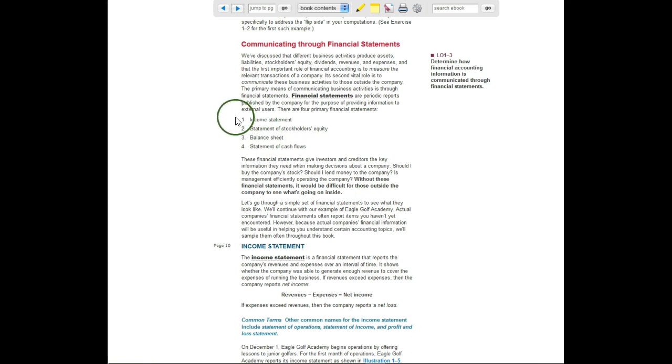Now, there are 4 basic financial statements. For the first major portion of this course, we are only going to be worried about the first three: the income statement, the statement of stockholders' equity, and the balance sheet. We will mention the statement of cash flows in this chapter, but we are not going to cover it in detail, so don't worry about it at this point. Just know that there is a statement of cash flows, and that's all you need to know about it. We have an entire chapter later on that covers nothing but the cash flows.